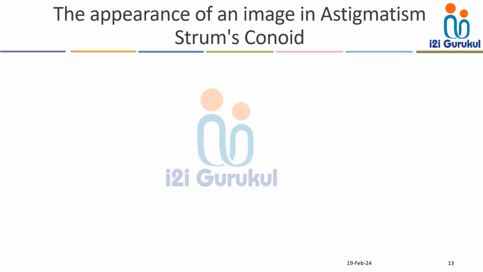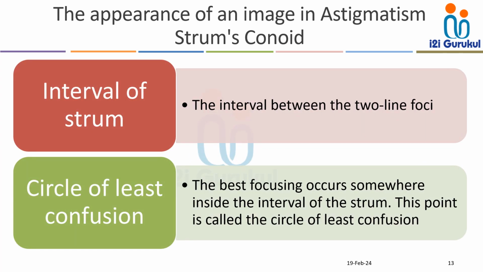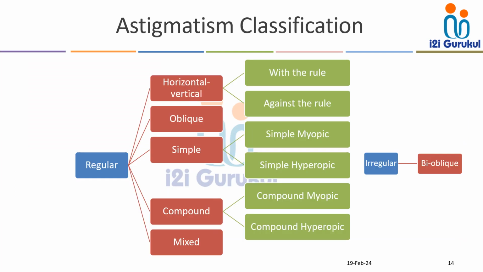Continuing with the appearance of the image in the astigmatic eye, that is Sturm's conoid, we have two types of intervals. One is the interval of Sturm, the interval between the two lines of foci. Now the second one is the circle of least confusion. The best focusing occurs somewhere inside the interval of Sturm. This point is called the circle of least confusion. So these are the two intervals of Sturm's conoid.